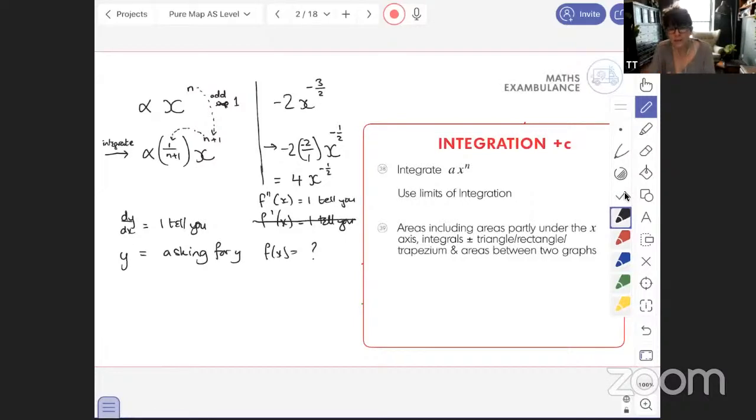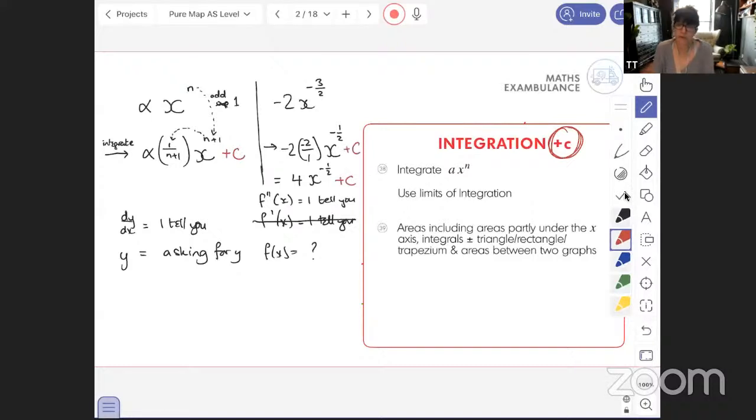Now, when you integrate, I'm sure you know, you get a plus c on the end, because we don't know whether or not there could have been a number on the end there. It might not have been, but we have to put that plus c on the end, and it's often forgotten, as I'm sure anybody that's learned this topic knows.